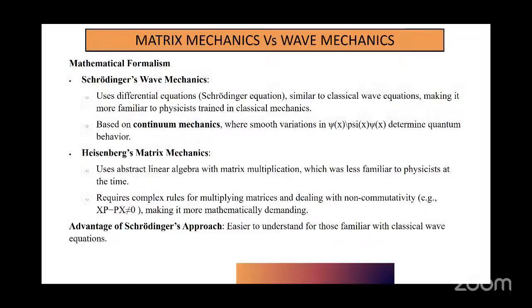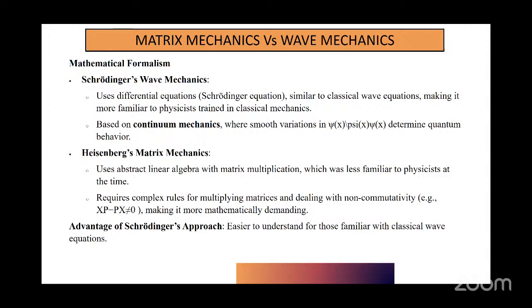Equation similar to classical wave equations, making it more familiar to physicists trained in classical mechanics. It is based on continuum mechanics, where you find that there are smooth variations of size, and these size determine the quantum behavior. While if you look at Heisenberg's matrix mechanics, it uses abstract linear algebra with matrix multiplication, which was less familiar to physicists at the time.